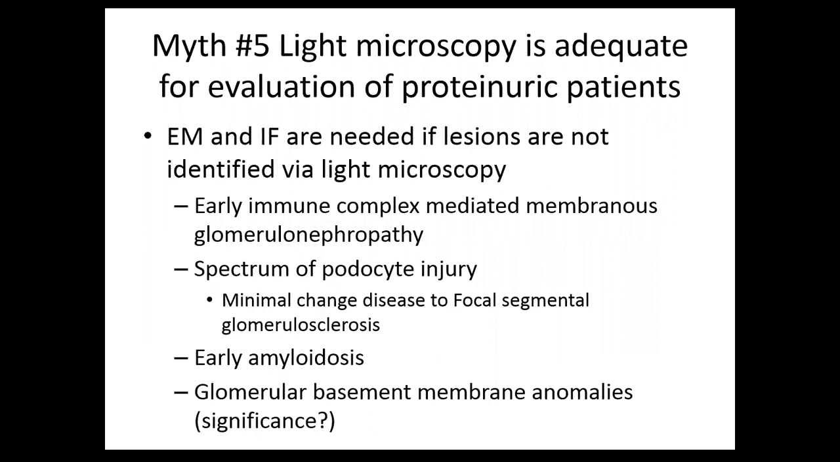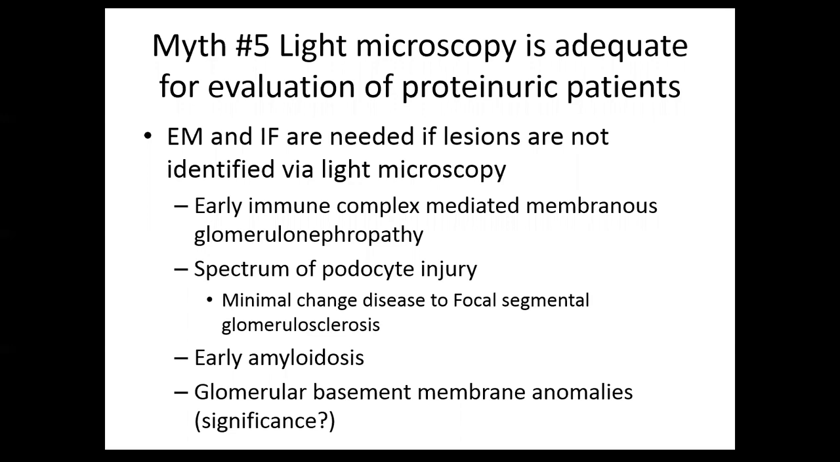Sometimes light microscopy can give you the diagnosis. If the animal has amyloidosis, you can identify that by light microscopy most often. And you can tell the clinician this animal has amyloid, there's nothing you can do for it, it's a really bad prognosis. So sometimes it can give you the answer, but oftentimes you have to go to EM or immunofluorescence in order to identify certain lesions.